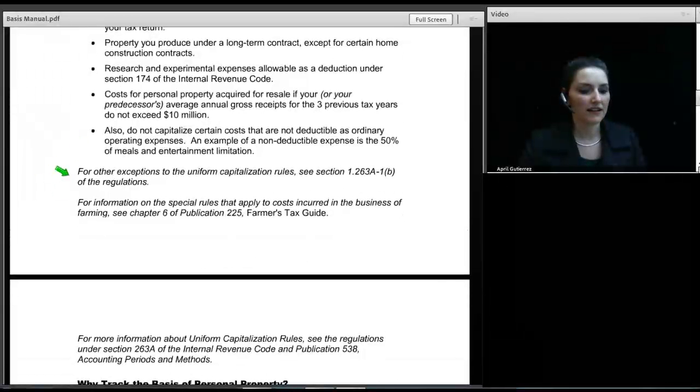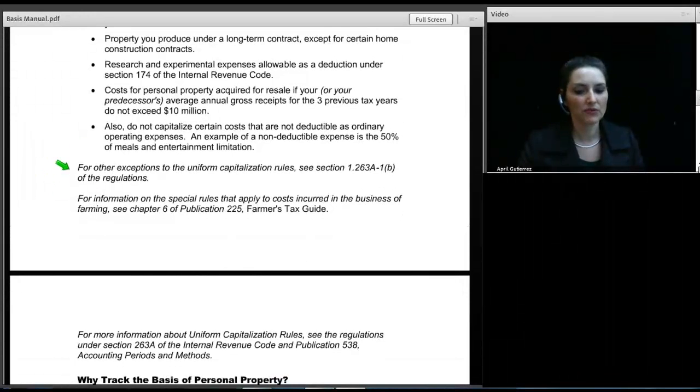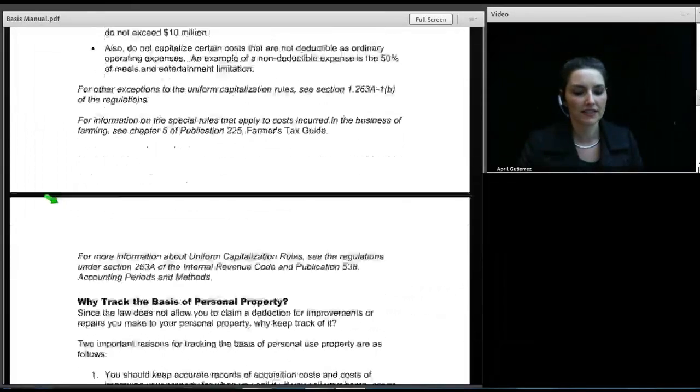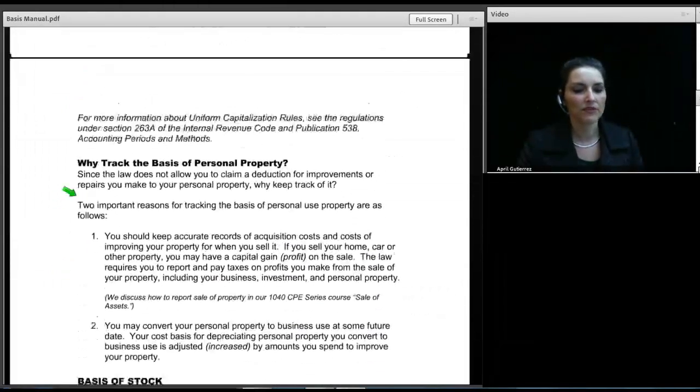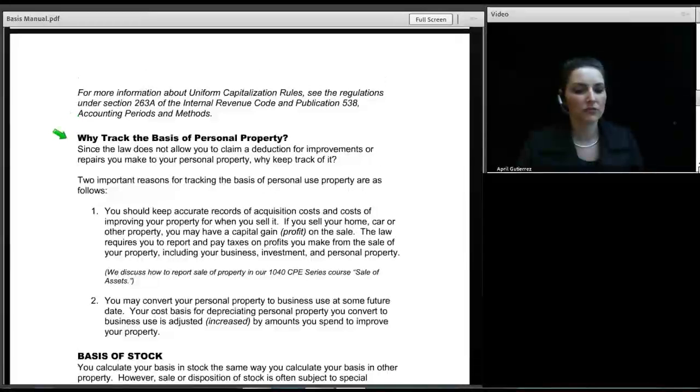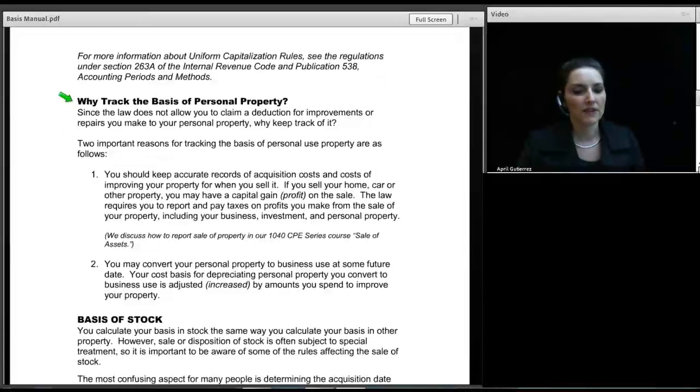For other exceptions to the Uniform Capitalization Rules, you can refer to this section right here. For information on the special rules that apply to the costs incurred in the business of farming, read Chapter 6 of Publication 225, Farmers Tax Guide. Farmers are a group that do have to follow the Uniform Capitalization Rules more often than other types of small business. And then for more information about Uniform Capitalization Rules, see the regulations under Section 263A or Publication 538, Accounting Periods and Methods.